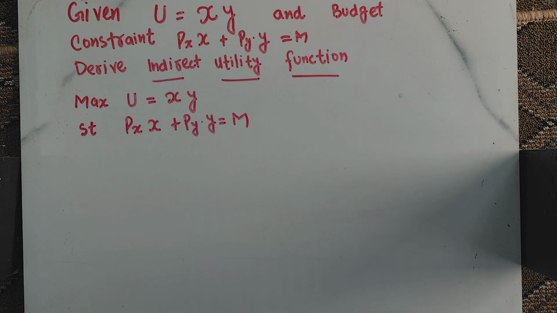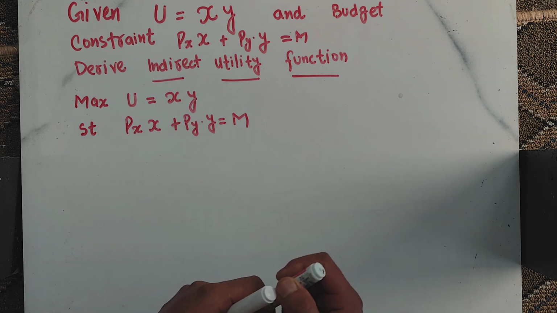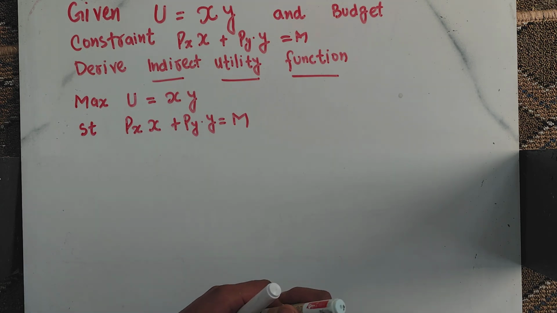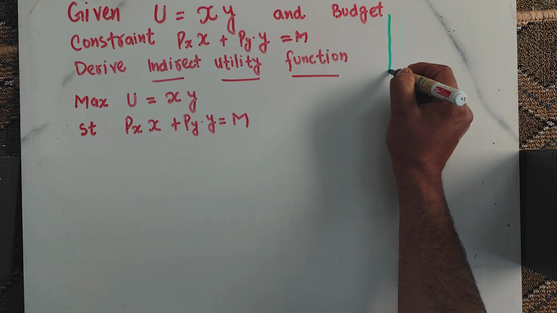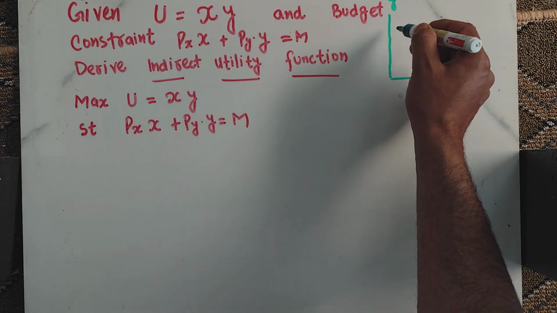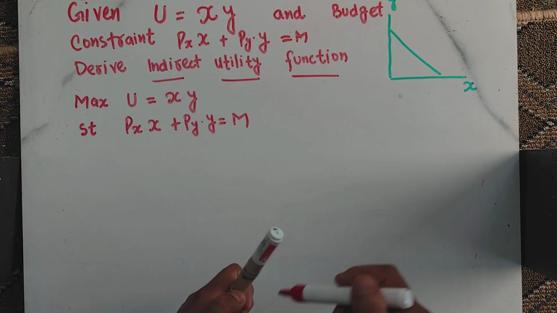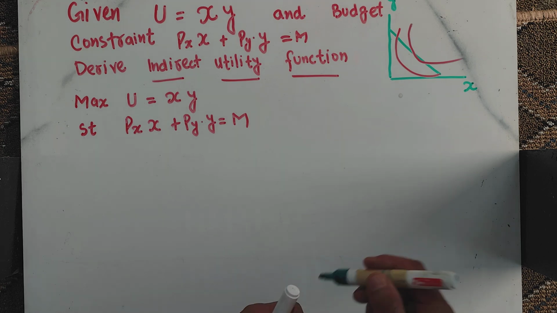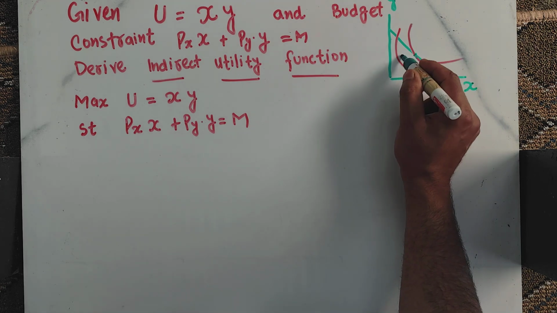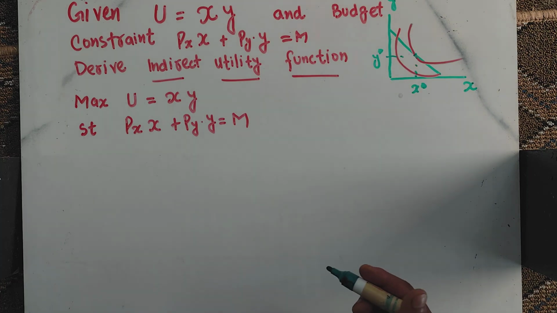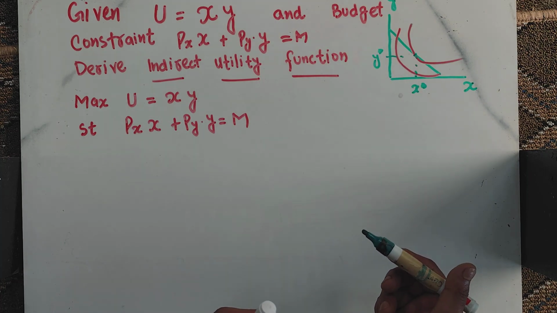To find the indirect utility function, we maximize this utility function subject to the budget constraint. And how do we do it? It is very simple. If we have good x on the horizontal axis and good y on the vertical axis, with the given budget, the consumer wants to reach the highest possible utility. I have told you n number of times. First we need to find the demand function for good x and good y. To find that, we can use the tangency condition here.